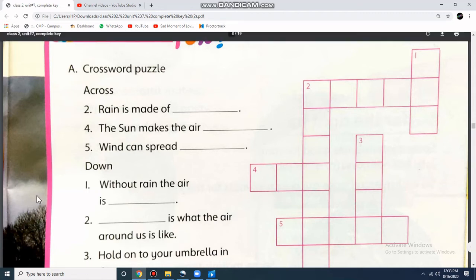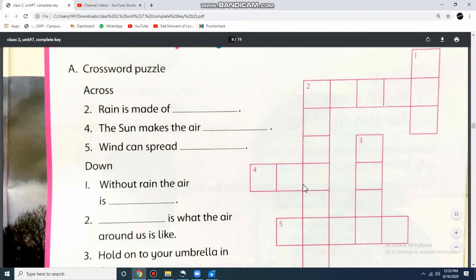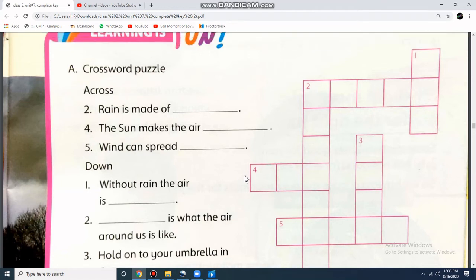Water. Okay. And 4 is in this line, across, from left to right. Across means from left to right. Okay, down means from up to downward. Across means from left to right. The sun makes the air hot. Okay, wind can spread seeds.